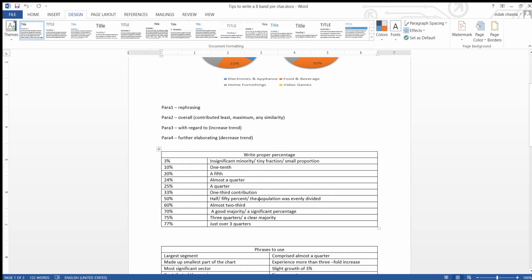You guys can write the overall part in the last. You make it the 4th paragraph. Like in the first, do the rephrasing, and then in the second, start with the increase and the 3rd decrease, and then write the overall. There is no reduction in the band for that case.